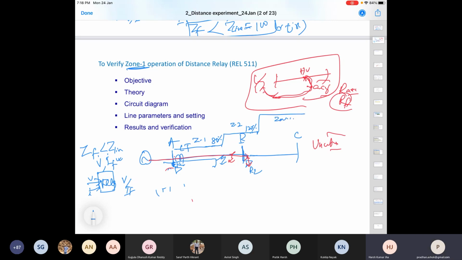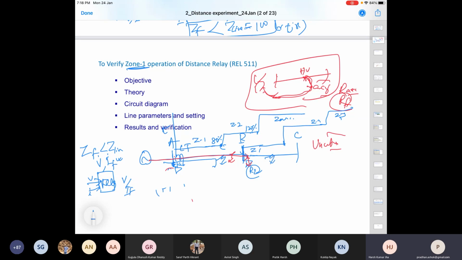The y-axis is time, and there are also reflection options. Up to 80% of the line we take for zone 1, because this remaining 20% portion is an uncertain portion. The relay cannot decide quickly whether the fault is beyond that or not. The relay at R2 does a similar thing: zone 1 up to 80% of this BC section, and then zone 2, and then zone 3. Both have considered similar things.